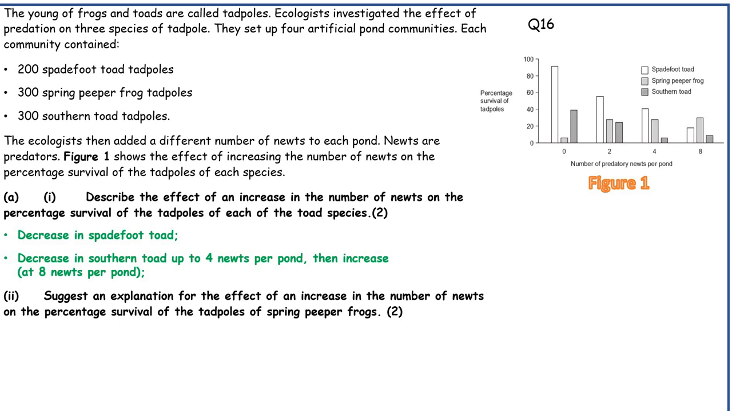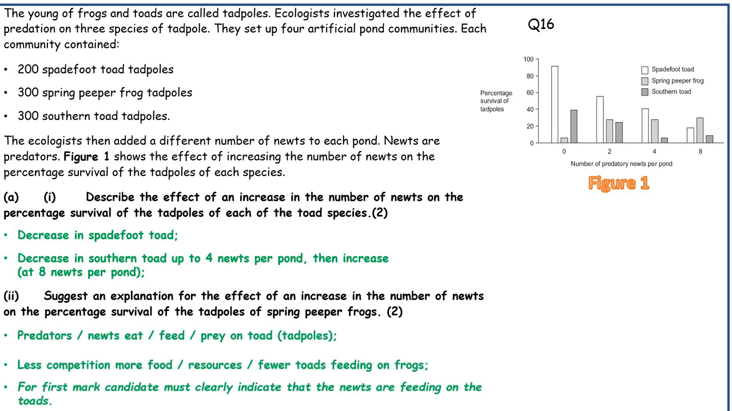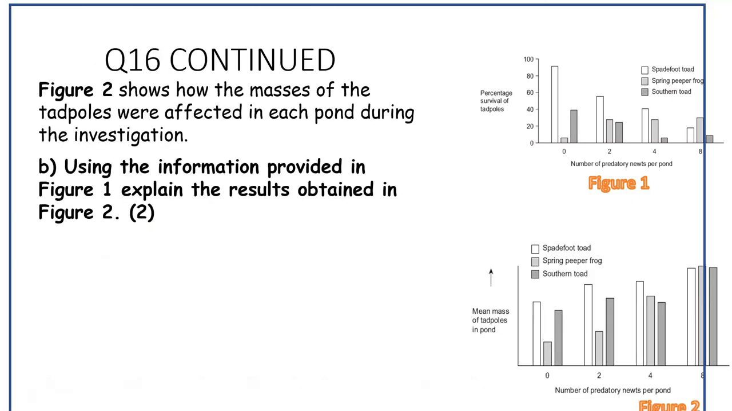Suggest an explanation for the effect of an increase in the number of newts on the percentage survival of the tadpoles of spring peeper frogs. So why did they go up? Because the predators, or the newts, eat toads. There's less competition, so there's more food or resources, etc.